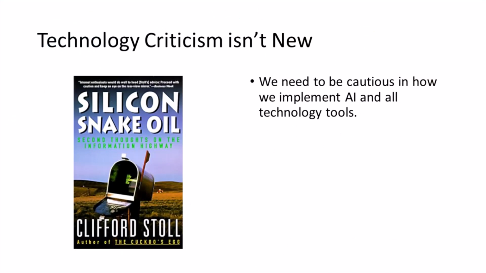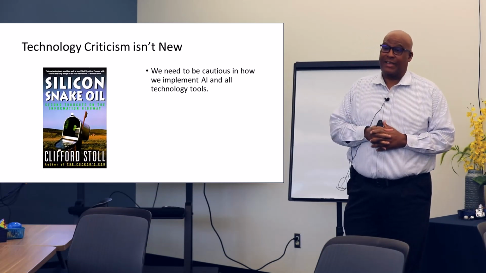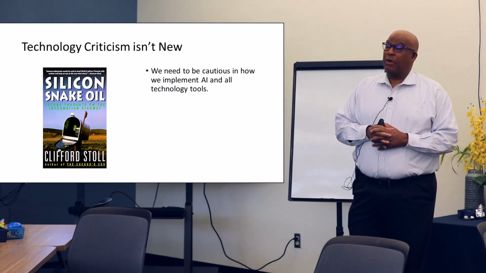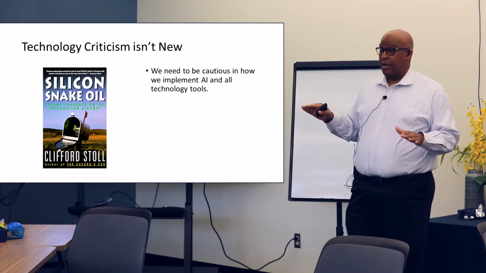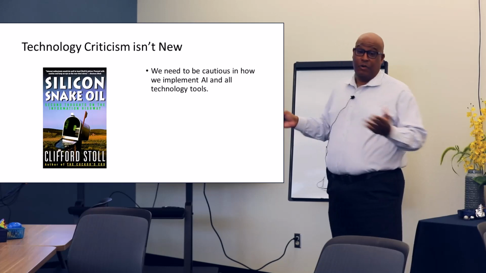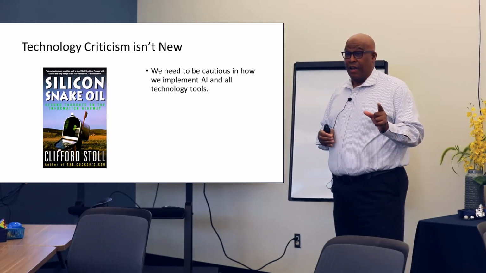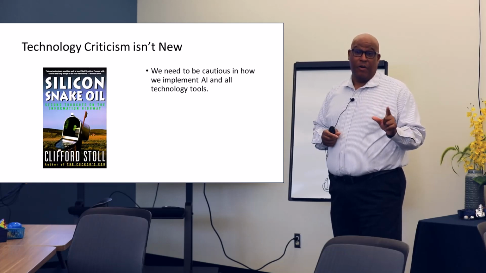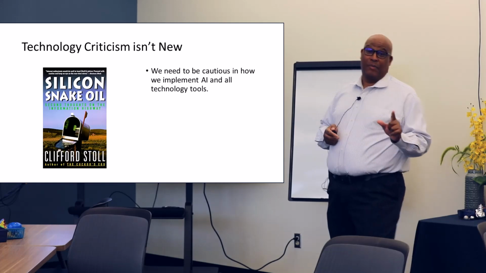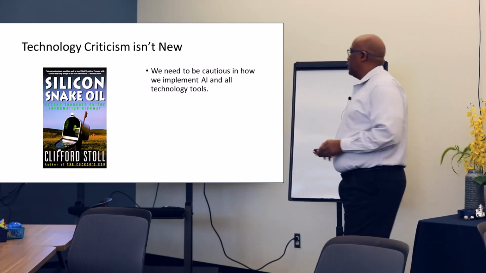Now, this was a book I read back in college in the 90s, which I can't believe was 20-some years ago, but anyway. It's called Silicon Snake Oil by a guy named Clifford Stoll, who's a famous hacker at the time. And he really just bashes the internet in the whole book. But what's great about the book, I think it's still in print, you can probably pick it up from Amazon, I'd encourage you to read it, is he predicted exactly where we are. Like exactly where we are with the internet and exactly what happened. I mean, it's extraordinary almost. So technology criticism isn't new.